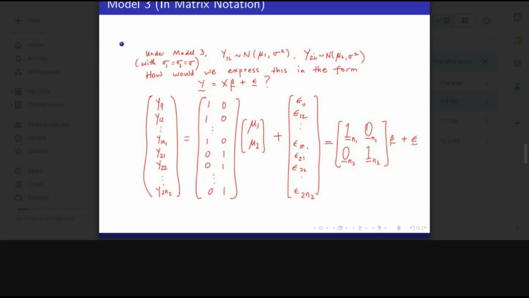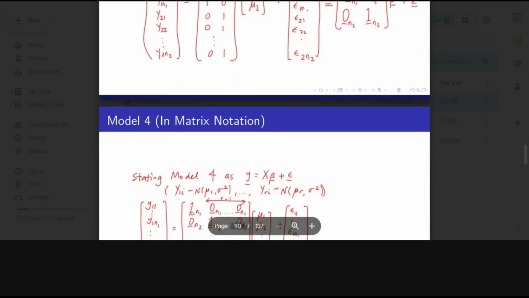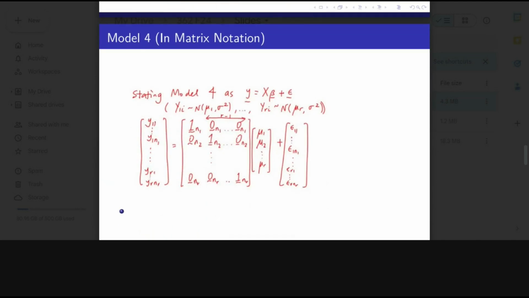Notice I've also introduced the beta vector. This beta vector is the vector containing all the means. This is your beta. This is the matrix form of the representation of this model. Vector y. This is the x. This whole thing is the x matrix. This is the beta vector of that. These are all the noise terms. Okay. That's the model in matrix notation. So now we are going to immediately generalize to model 4.